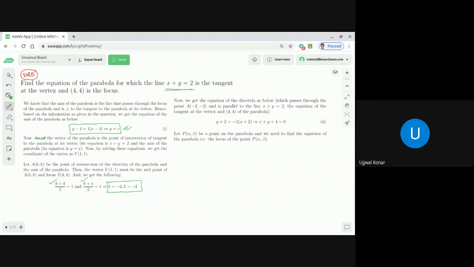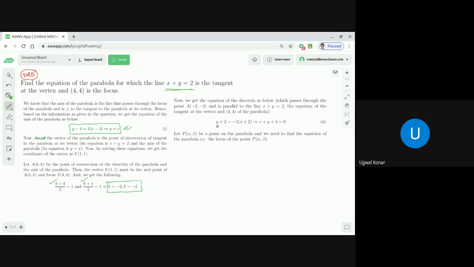Obviously, the tangent at the vertex of the parabola is parallel to the directrix of the parabola, or the other way, we can say the directrix of the parabola is parallel to the tangent at the vertex of the parabola. So from here, what do we say? It passes through the point (-2, -2).